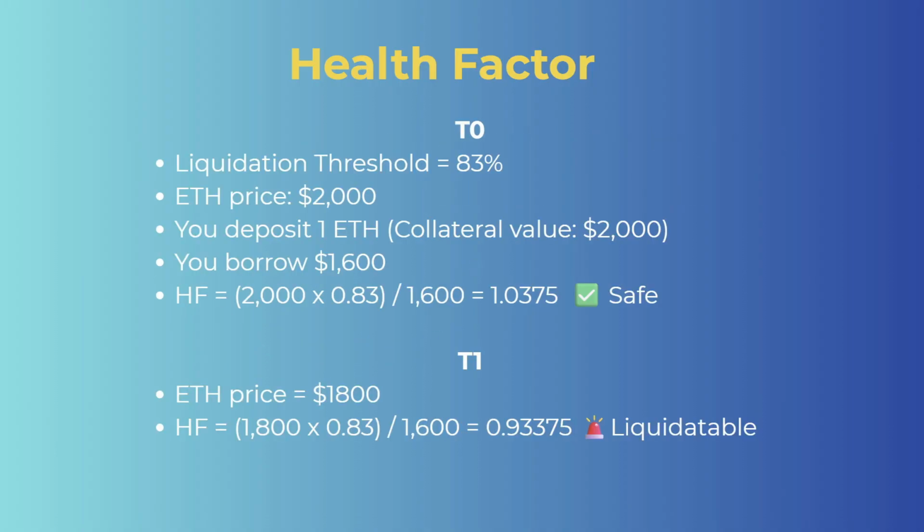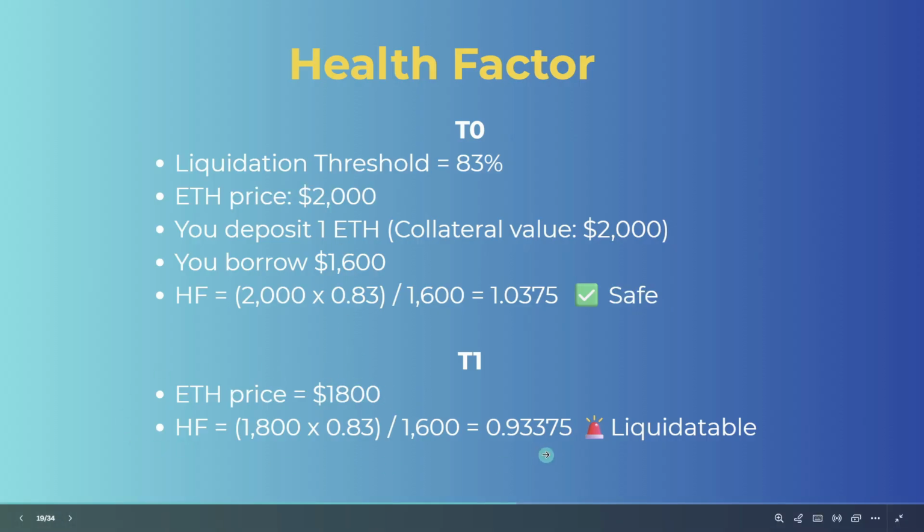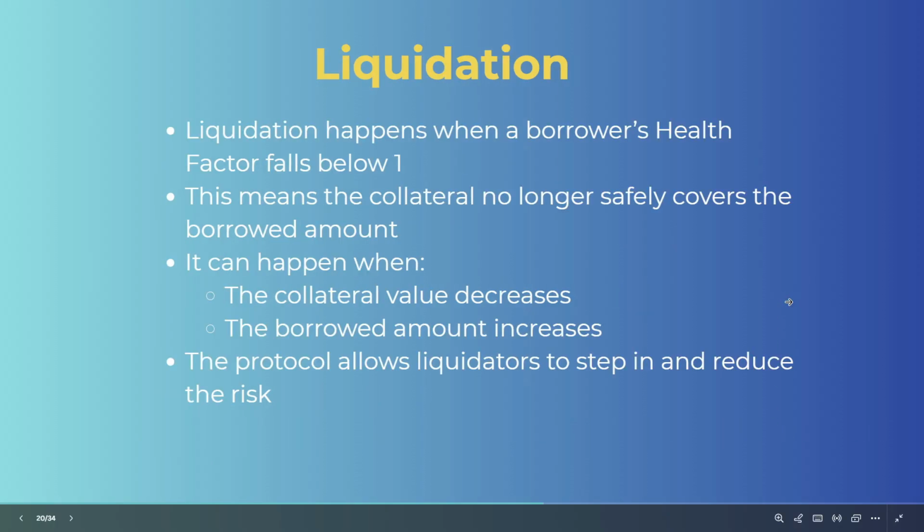Let's make an example. This is the same example as before. At T0 we have a liquidation threshold of 83%. ETH price is 2,000. We deposit one ETH, $2,000. We borrow $1,600. So our health factor will be 1.03. So we are safe in this case. But if the ETH price goes under $2,000 to $1,800, the health factor goes to 0.93, so we are liquidatable.